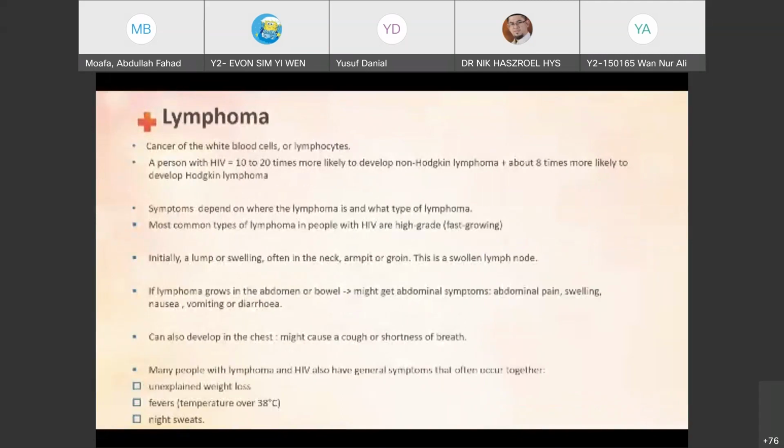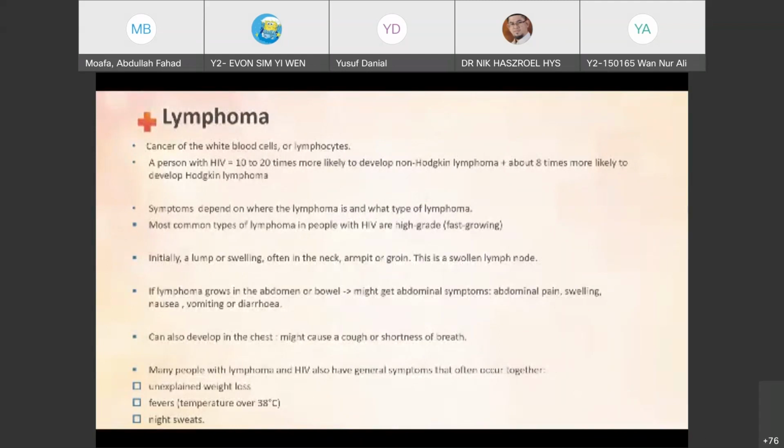So, lymphoma. This is a cancer of the white blood cells or lymphocytes. A patient with HIV is 10 to 20 times more likely to develop non-Hodgkin lymphoma and about 8 times more likely to develop Hodgkin lymphoma than a person without HIV. The symptoms of lymphoma depend on where the lymphoma is and what type of lymphoma the patient has. The most common types of lymphoma in people with HIV are high grade, which is fast growing.